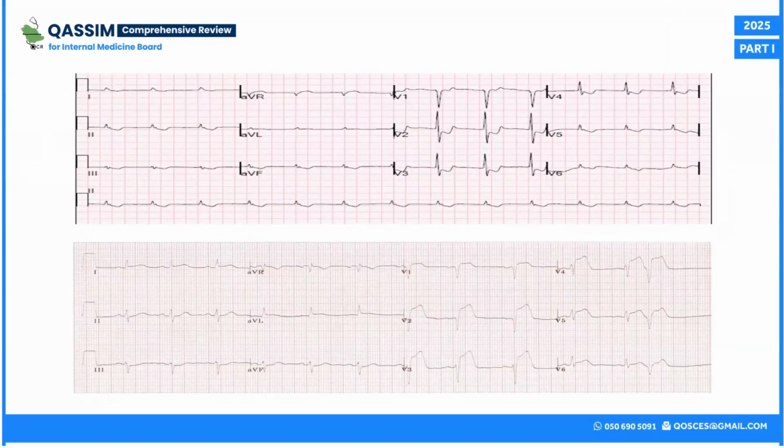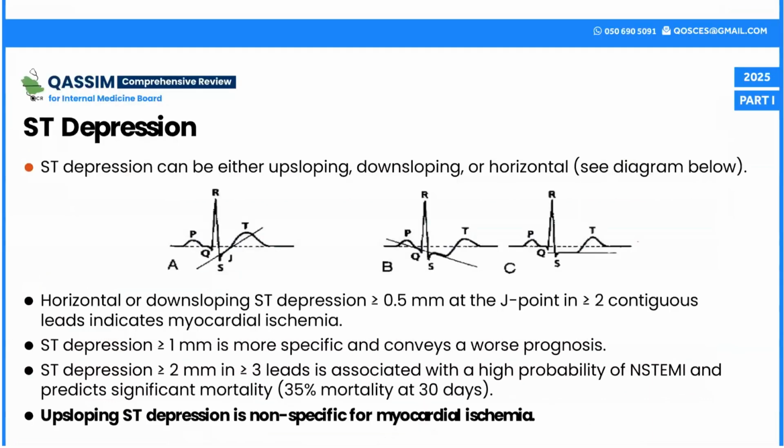So ST segment depression is either upsloping, downsloping, or horizontal. A horizontal or downsloping ST segment does indicate myocardial ischemia, not infarction. ST segment depression of more than 1 millimeter carries a worse prognosis. A diffuse ST segment depression carries a high risk for mortality in the next 30 days. But an upsloping ST segment depression is non-specific for any form of myocardial ischemia. It could be a normal variant or a sign of a strain pattern.